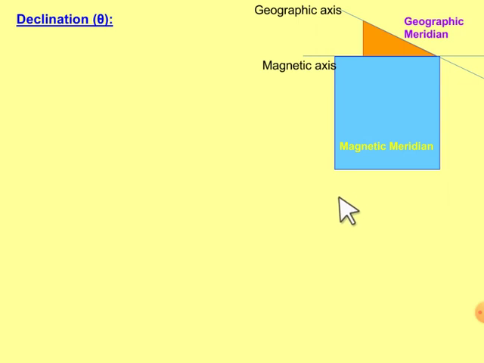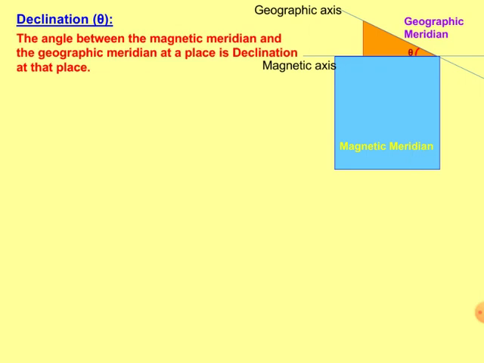So your angle of declination is nothing but the angle between the geographic meridian and the magnetic meridian. That angle is known as what? Declination at that place. So it varies from place to place. It will not have the same value. This is denoted by theta. Your declination is denoted by theta, and it is the angle between the geographic meridian and the magnetic meridian at that place. It varies from place to place.